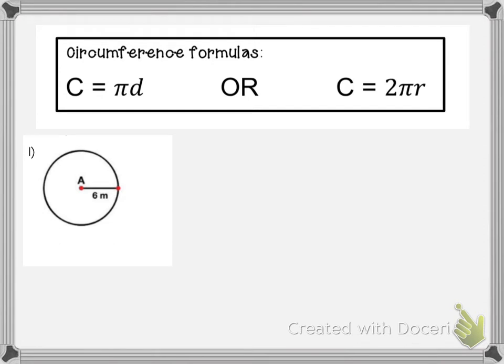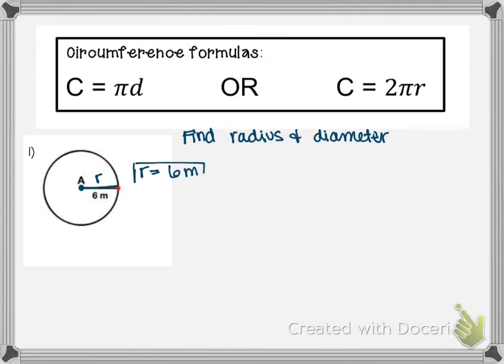We have two formulas for finding circumference: when given diameter and when given radius. But for this first problem, we are going to only find the radius and diameter. According to our definition, when our line only goes halfway, this is our radius. So our radius is 6 meters. To find diameter when given radius, diameter is all the way through the center, so that's twice as long as the radius. So diameter equals 2 times 6, and diameter equals 12 meters.